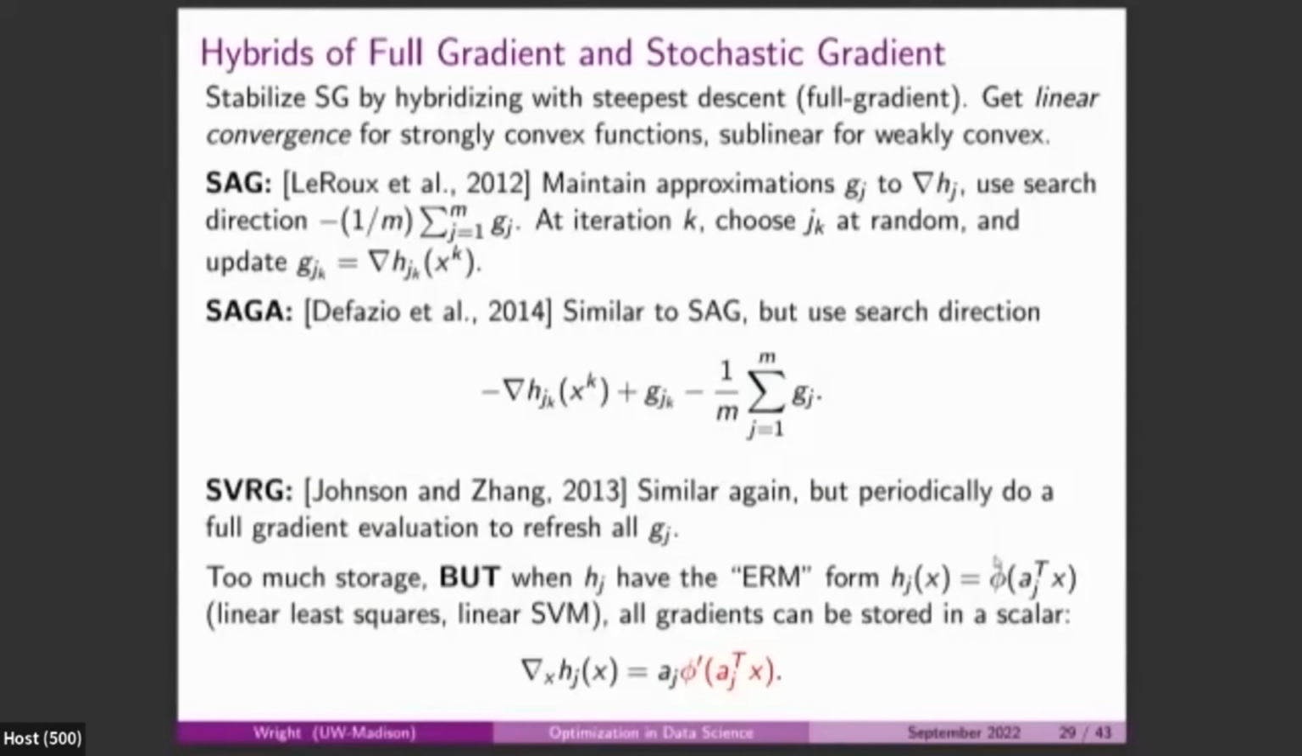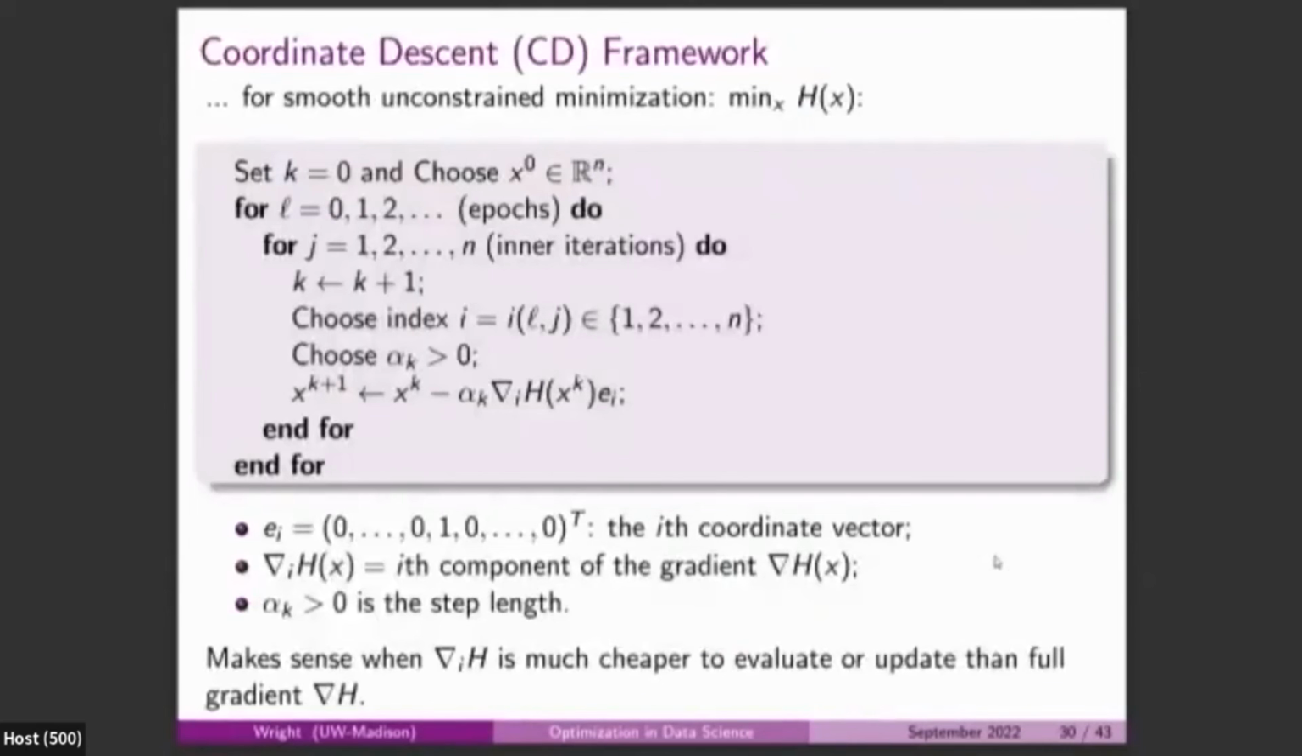So if each f_j has the form of a scalar function of a_j transpose x, where a_j is the feature vector, then the gradient of that f_j has the form of a_j, the vector, times a scalar, the scalar being phi prime. So in order to keep track of the gradient values, all you really need to store is that scalar phi prime. The a_j you have to store anyway, right? That's the data of the problem. So you just need to keep track of the phi prime. So it is actually possible to implement SAG and SAGA in very efficient ways. And sometimes on some problems, they seem to improve performance.